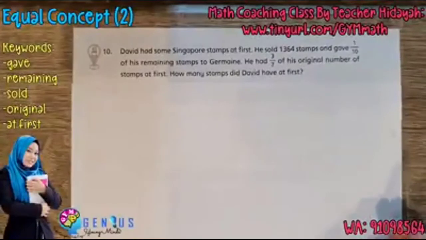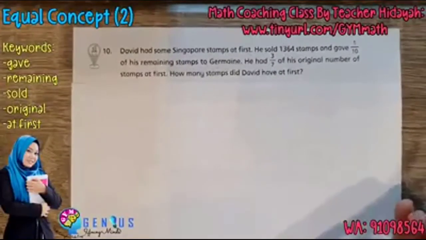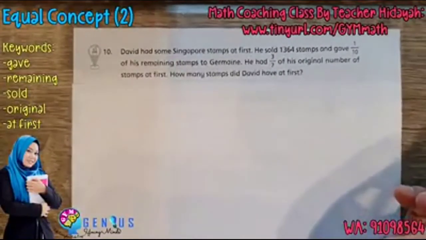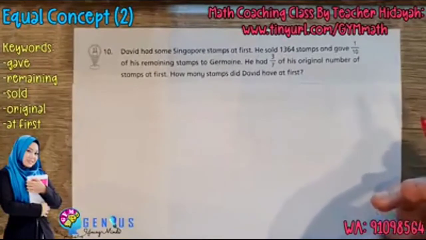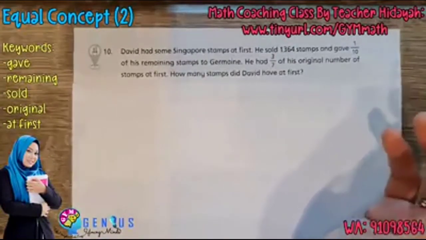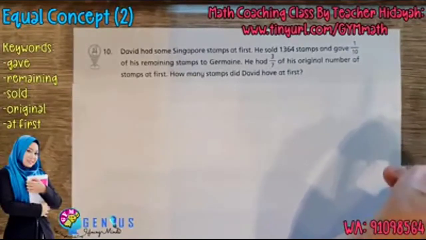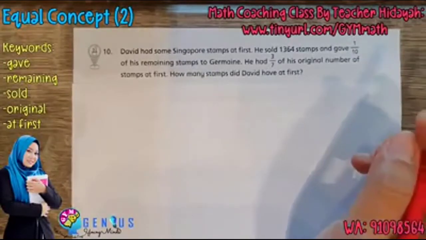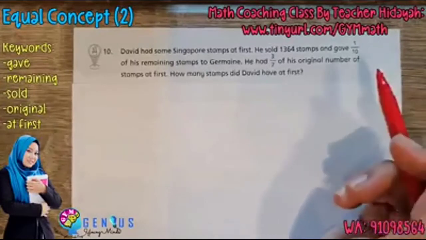Okay, this is another example of the equal concept question, involving fractions as well. But this is not quite straightforward or clear cut. We need to actually find out which part of the question is equal, because we do not see the word equal to for this question.